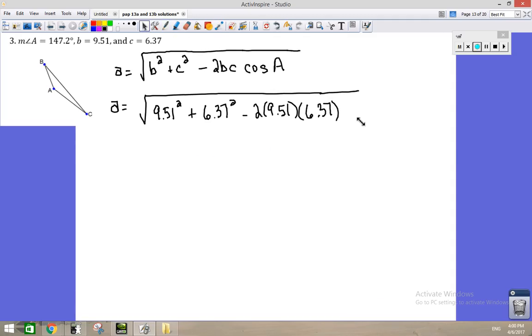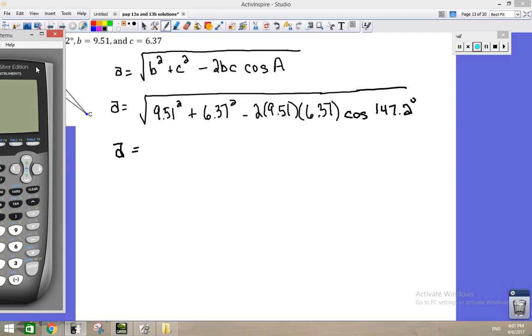Now remember, if a triangle does have an obtuse angle, it has only one, because the three angles have to add up to 180. So you can't have two angles that are both bigger than 90, since 90 plus 90 is 180. If both angles were bigger than 90, it would add up to something more than 180, and it can't do that. So let's take the cosine of 147.2.